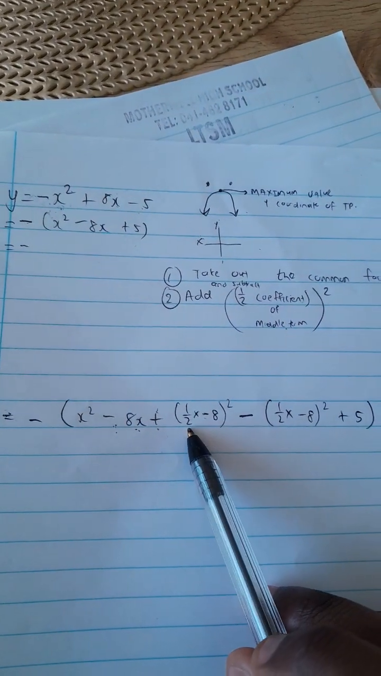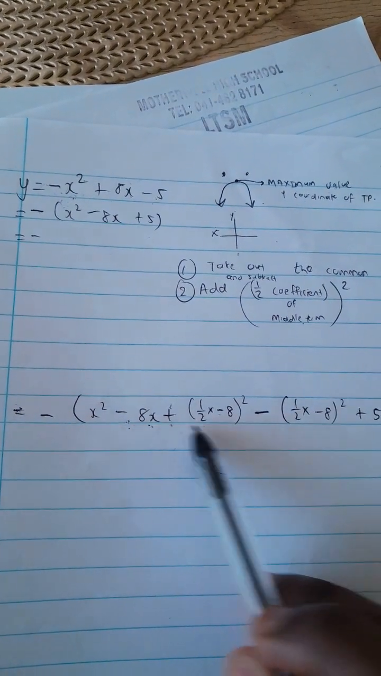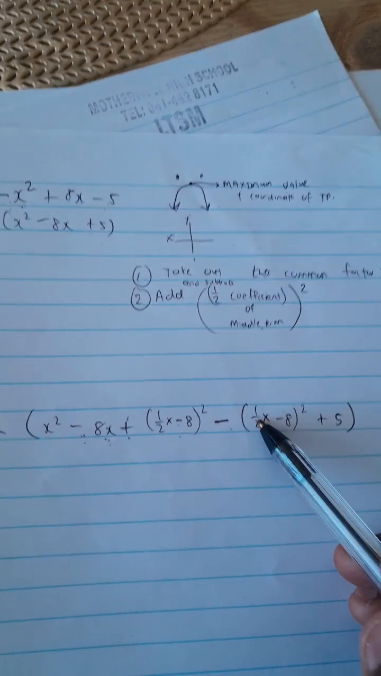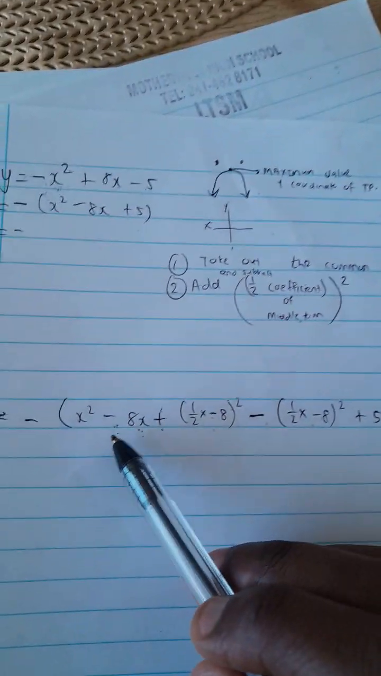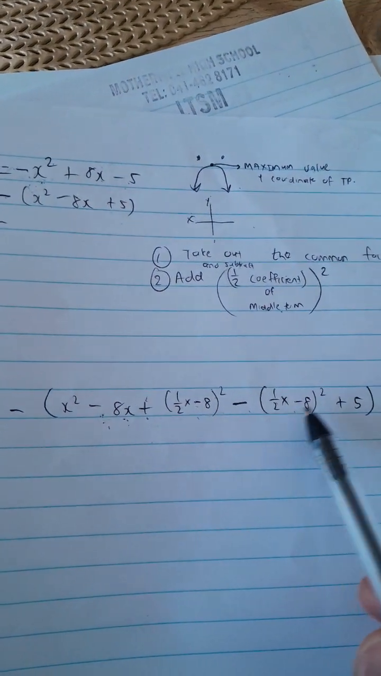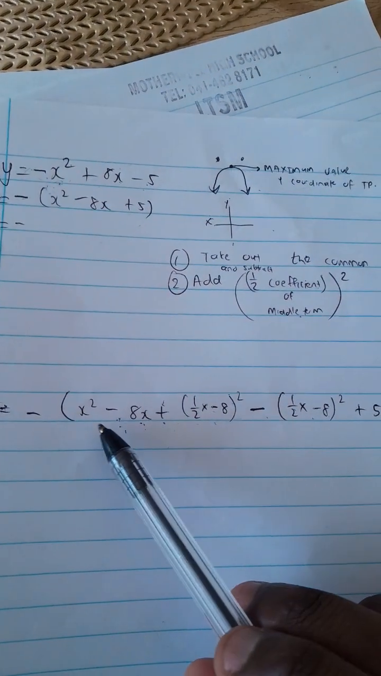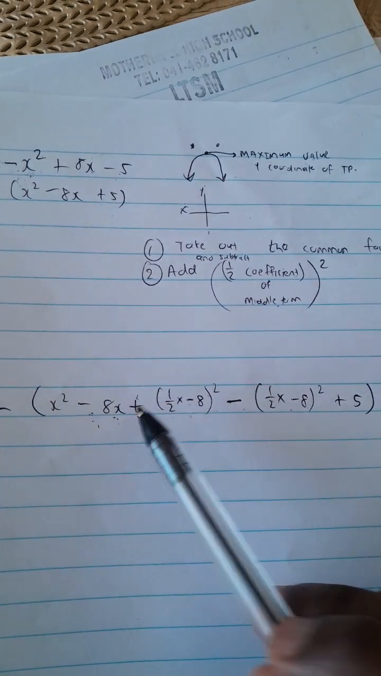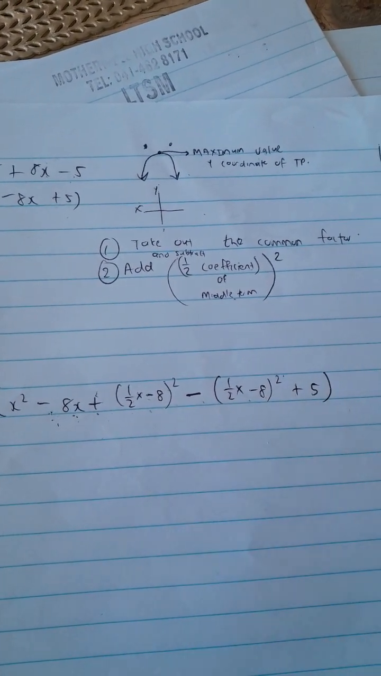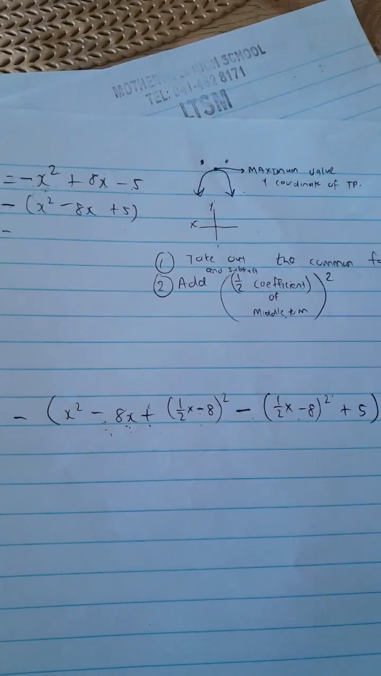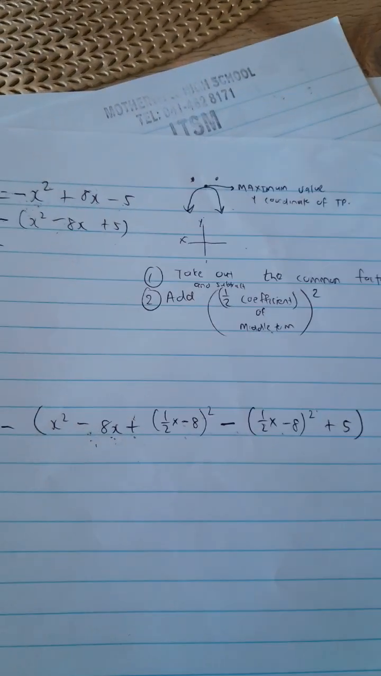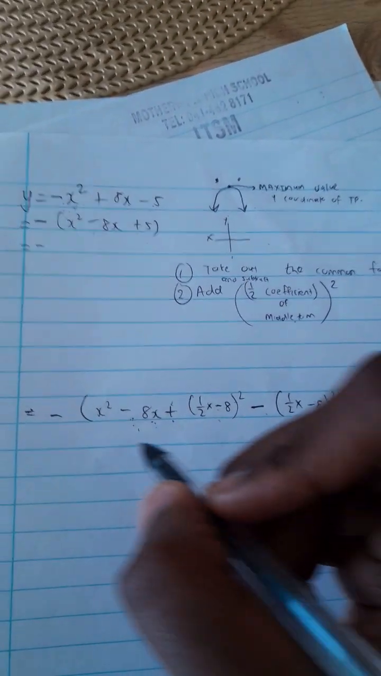By adding half times the negative 8, the coefficient of the middle term, and then squaring it, minus half times the coefficient of the middle term again, and then squaring it, this addition and subtraction brings us back to the expression x squared minus 8x plus 5, because they cancel each other out. So this does not change the expression, but it allows us to do something we refer to as completing the square of the expression.